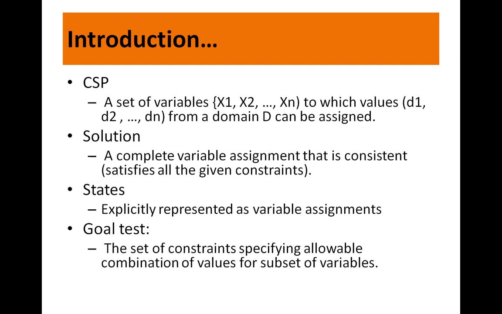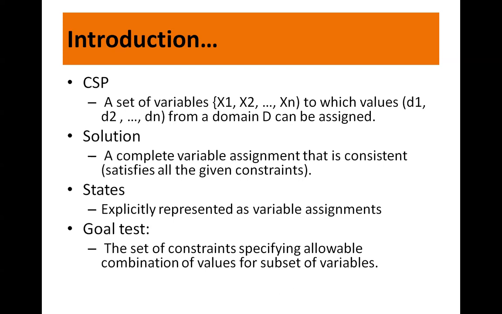So what we are doing here: we have a set of variables, right? And we have a set of domain values. Now, the job here is to assign a domain value to a variable. But when you're making the assignment, you need to follow certain constraints, right? You need to satisfy certain constraints. So what is the solution? A complete variable assignment that is consistent. That means a complete assignment of domain values to the variables, and when you're doing the complete assignment, it should satisfy all the given constraints, right?